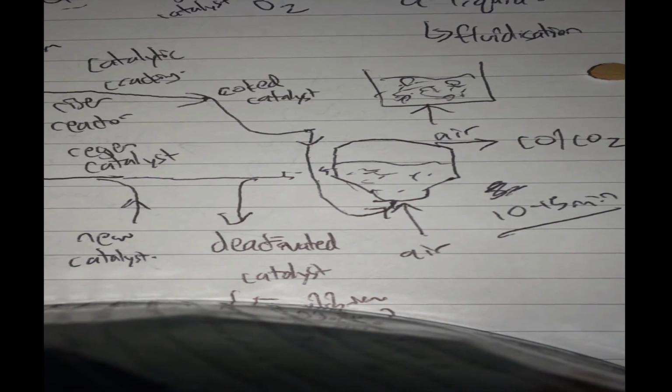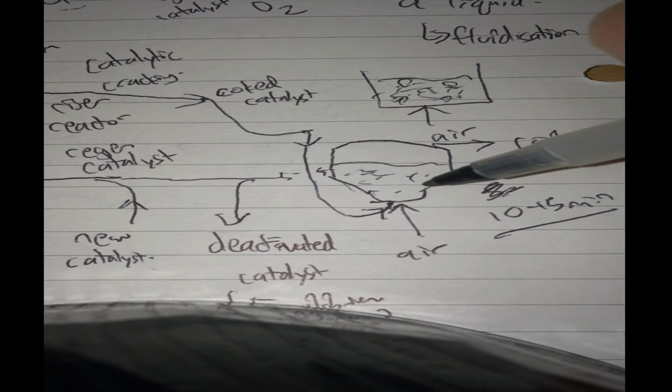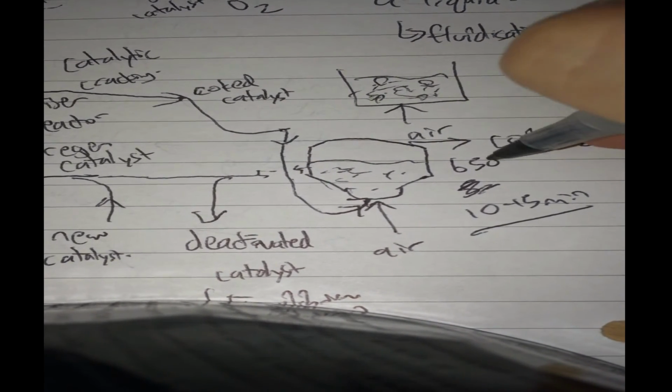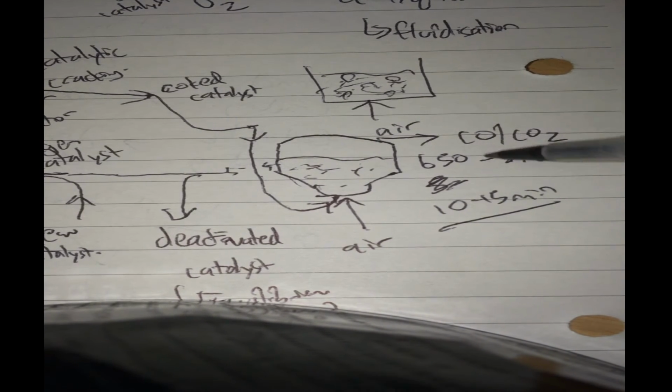Alright, because cracking is endothermic. So how hot do you need to be? This guy here is going to be 650 to 810 degrees C. So as you burn your carbon, the temperature is going to increase to about 650 to 810.